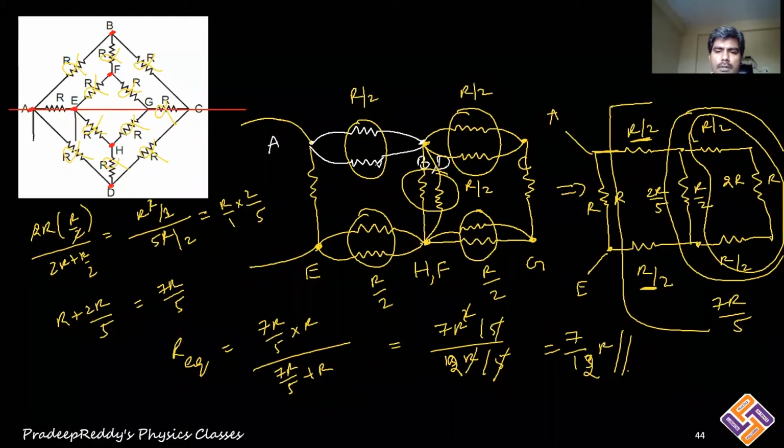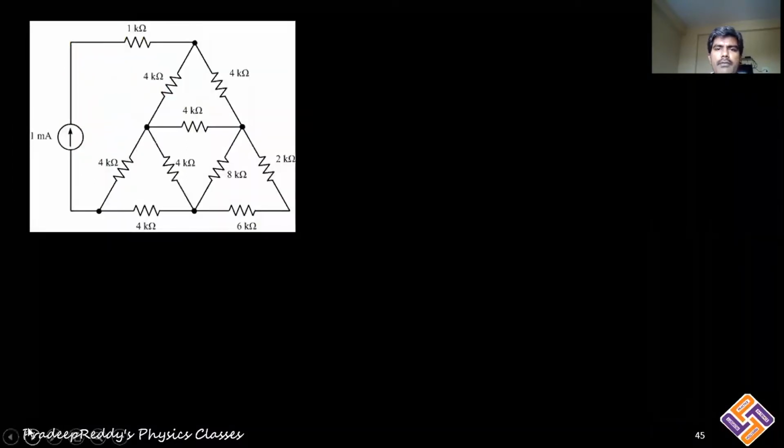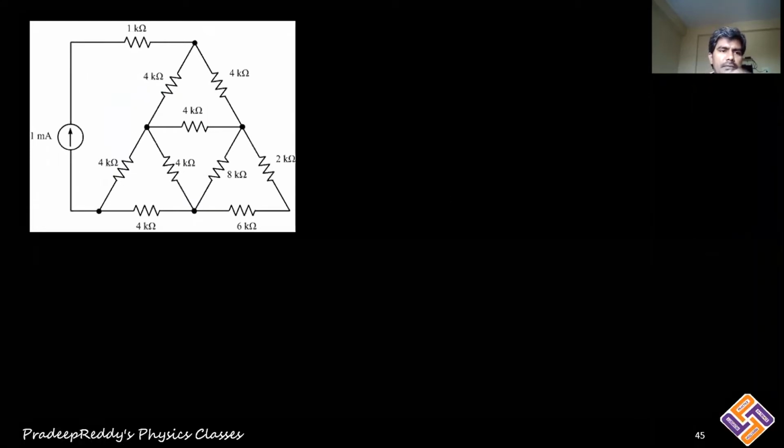So this is one more important model where you can use symmetry rules and we can solve this problem. Next we have one more question. There is some current, 1 milliampere of current, passing through.